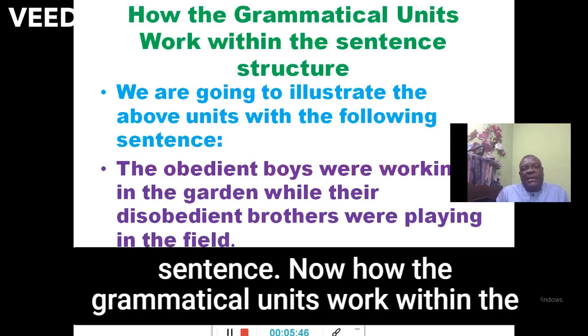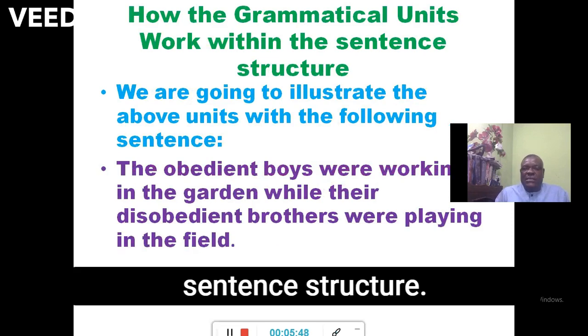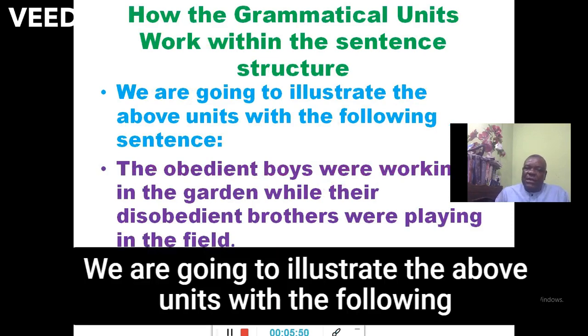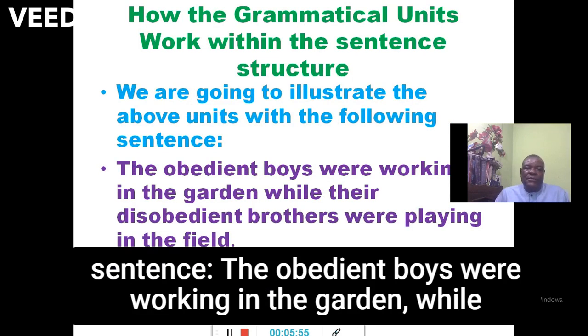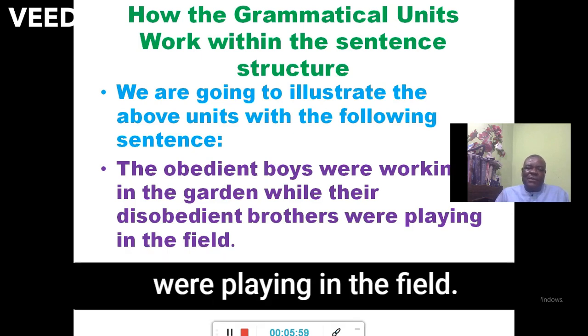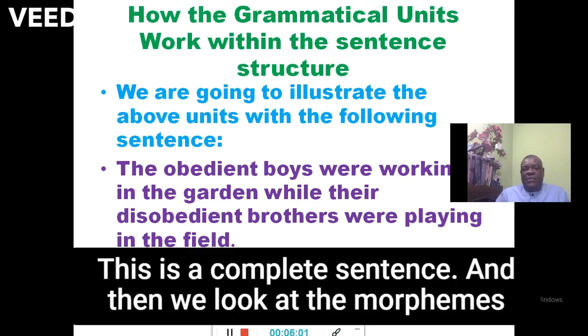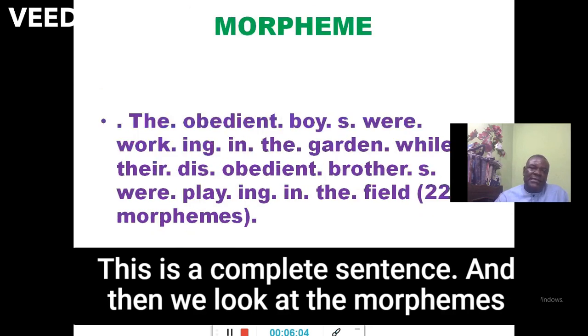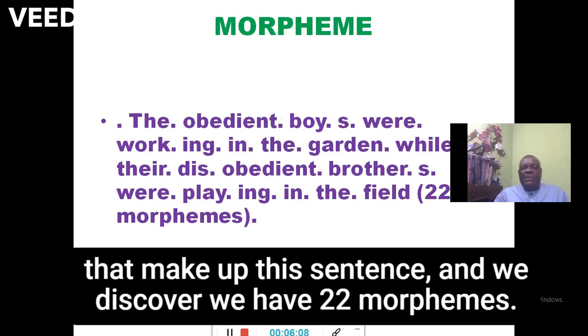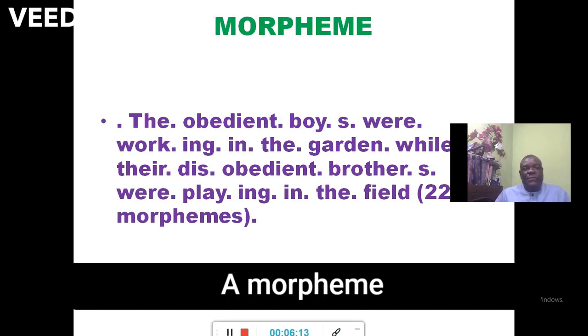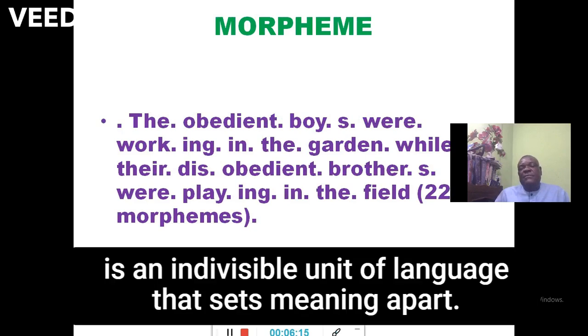Now, how the grammatical units work within the sentence structure, we are going to illustrate with the following sentence. The obedient boys were walking in the garden while their disobedient brothers were playing in the field. This is a complete sentence. And then we look at the morphemes that make up this sentence, and we discover we have 22 morphemes. A morpheme is an indivisible unit of language that sets meaning apart.